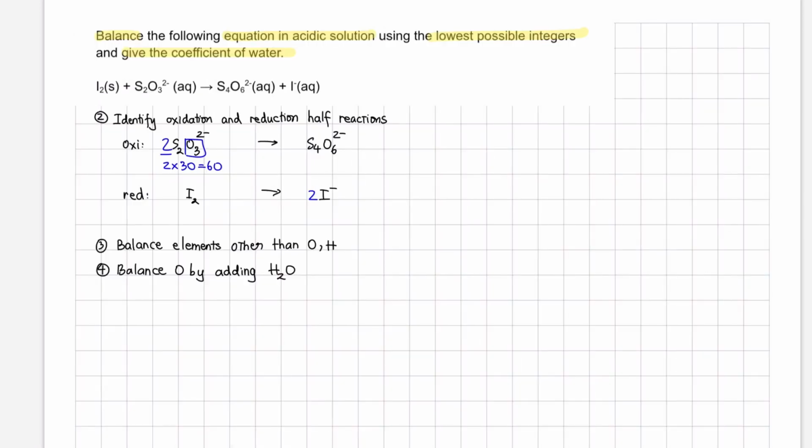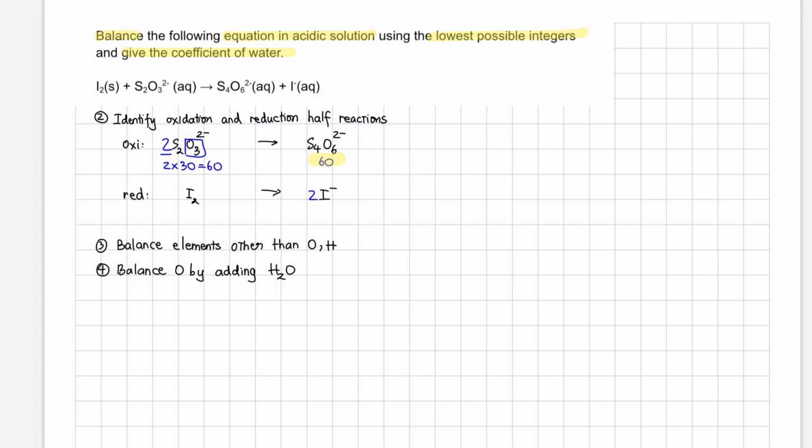Moving on to the next step, that will be to balance oxygen by adding H2O. Let's check out the oxidation half. Because we have 2 S2O3, that's going to be a total of 6 oxygen. And then on the right, we have S4O6, so that's also 6 oxygen.